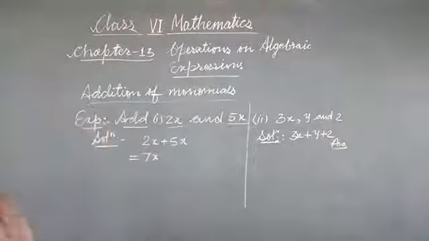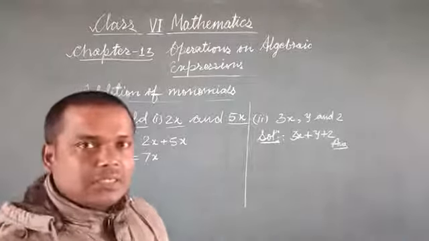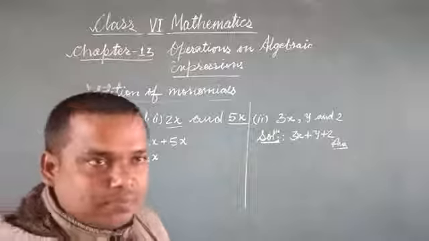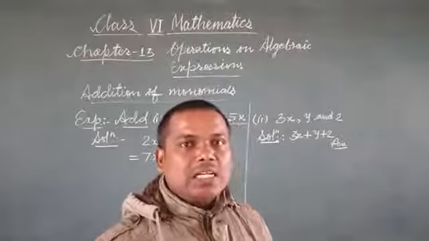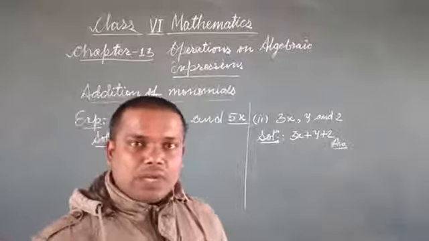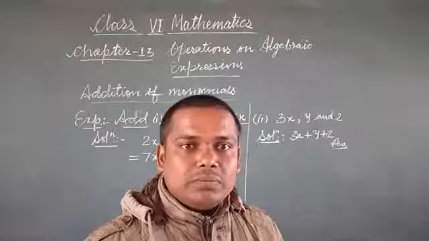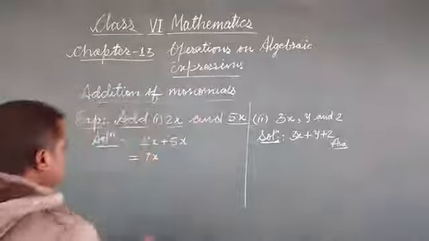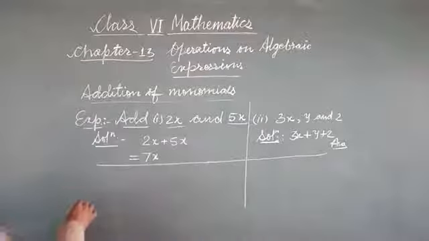Okay, now when we add monomials, there are two ways. One is the column method and another way is the horizontal method. So first of all I am going to discuss with you column method of addition of monomials. So look at here. I am going to write column method.